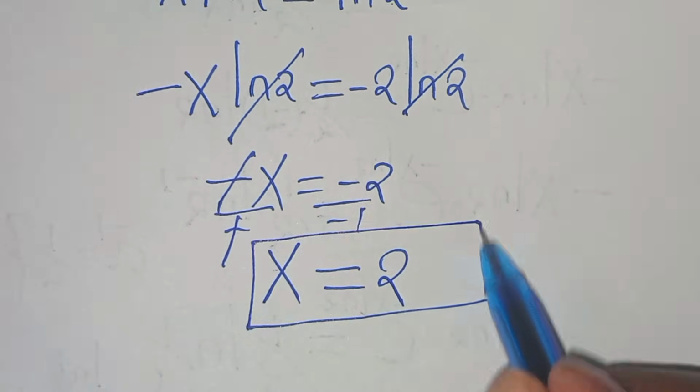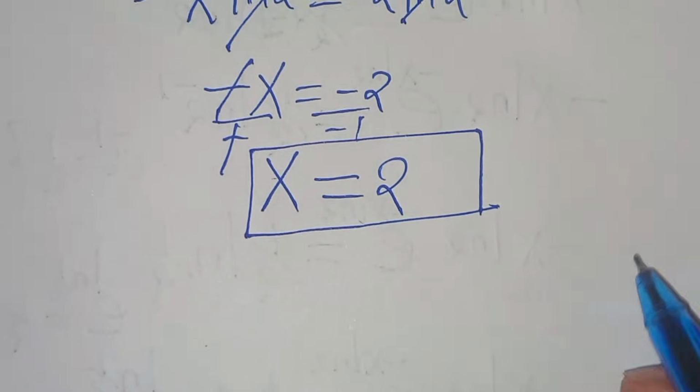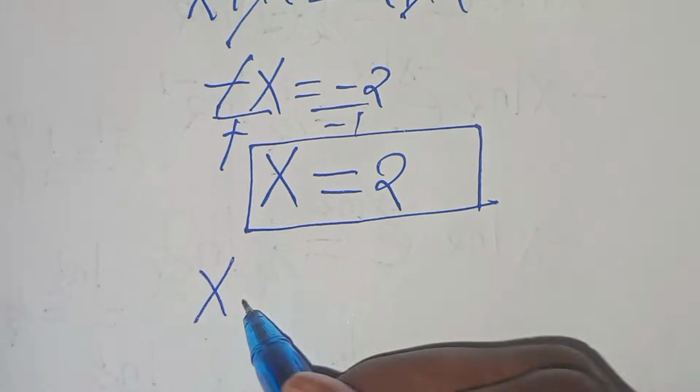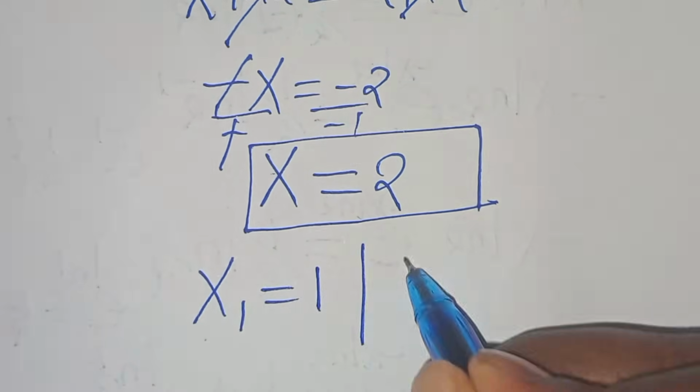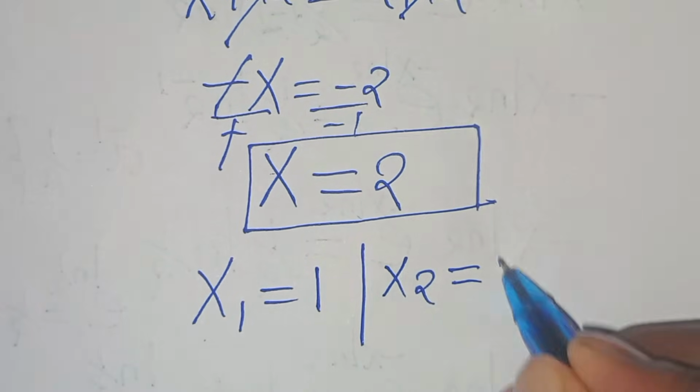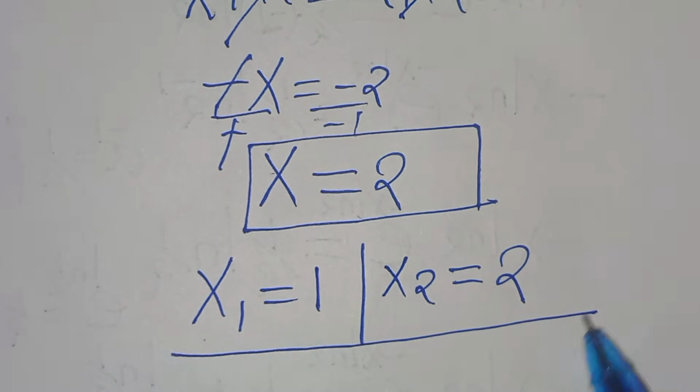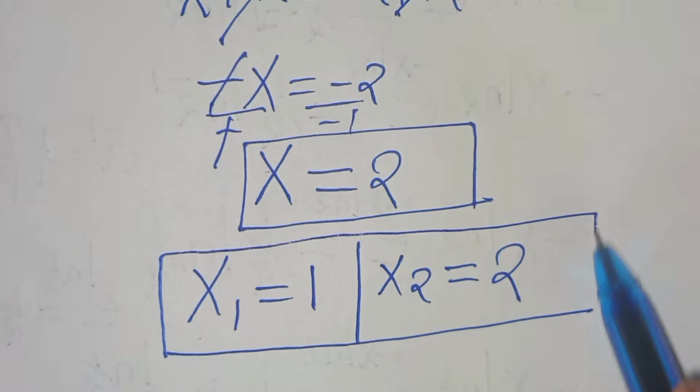So we only have two solutions to this algebra problem. We have x1 is equal to 1 and x2 is equal to 2. So these are the only solutions to this algebra problem.